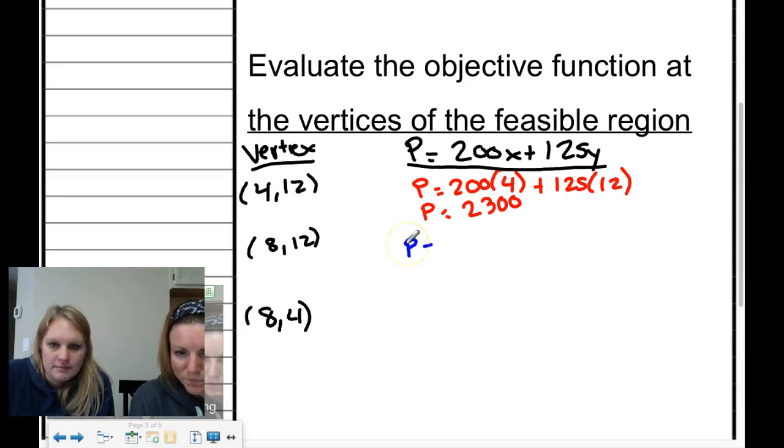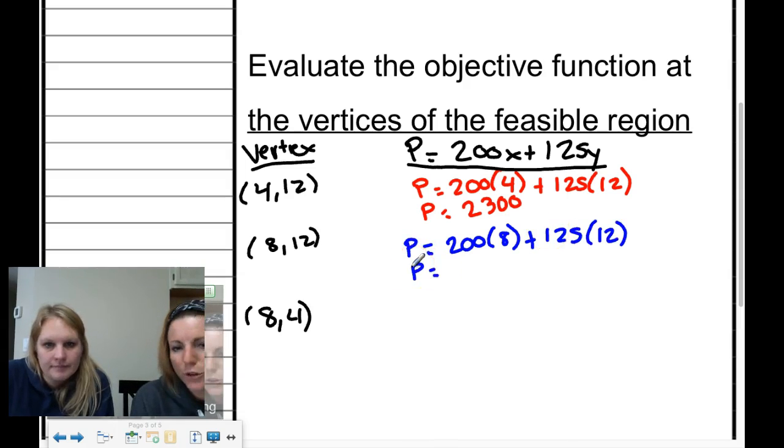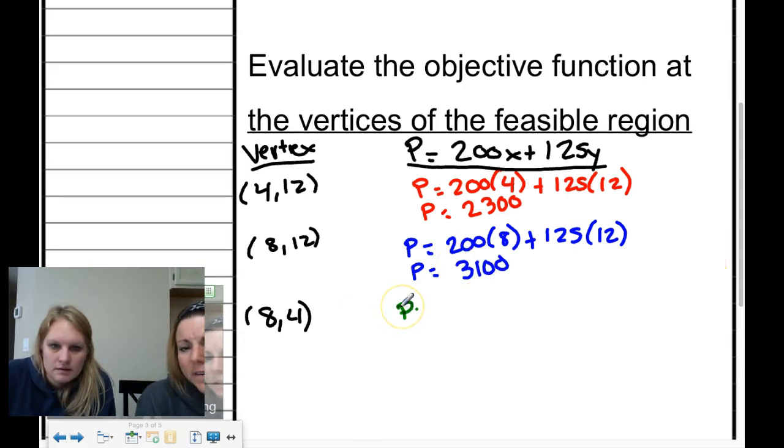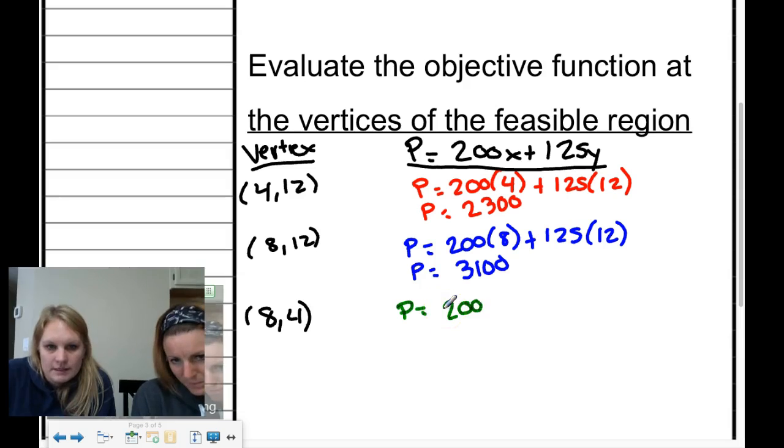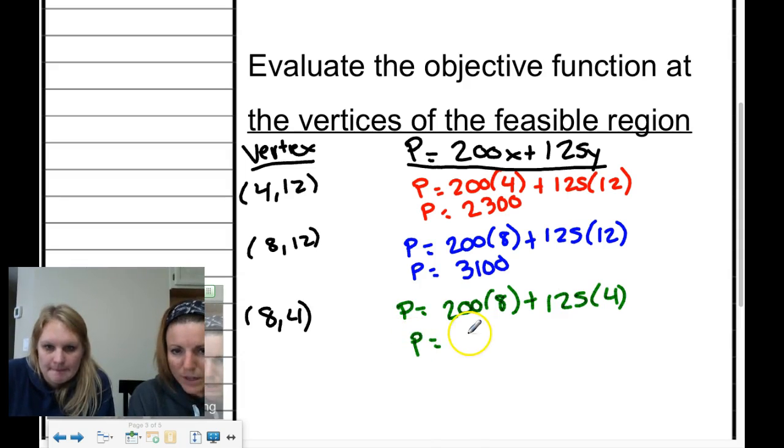Let's try the next one. 200 times 8 plus 125 times 12. When you plug it into your calculator, you're going to get 3,100. And the last one is 200 times 8 plus 125 times 4, and that is equal to 2,100.